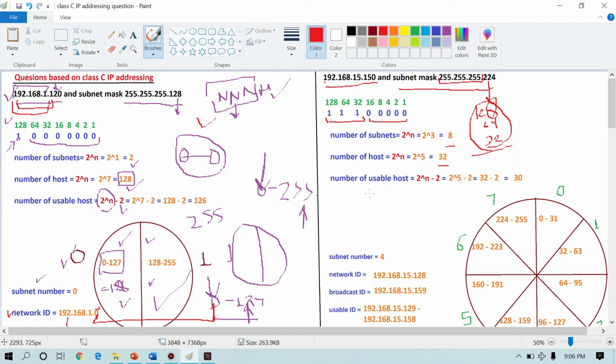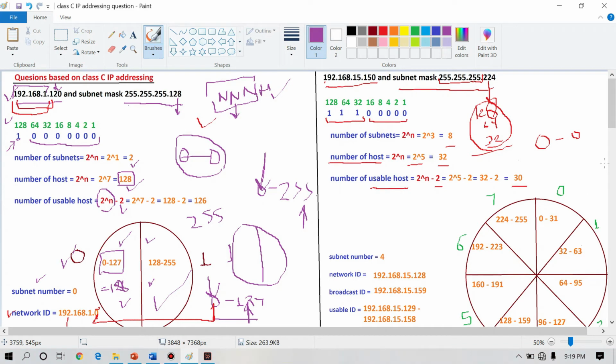Now how many usable hosts do we have? As I told, the first bit and last bit are reserved. So we minus these 2 bits from the total number of hosts, as we are finding usable hosts. 2 to the power 5 minus 2 is equal to 30.